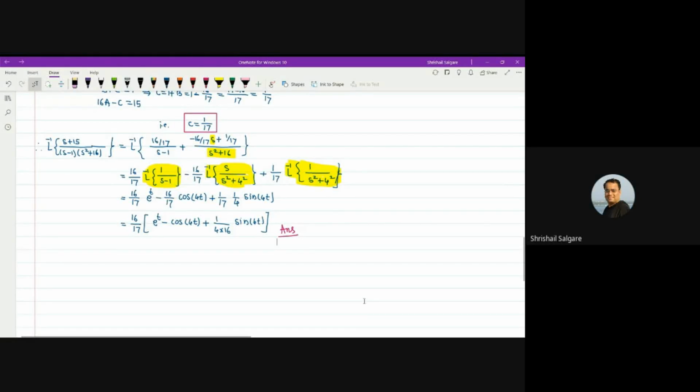If the roots are complex, in that case, don't split that quadratic factor. You have to take the quadratic factor and apply the partial fraction method. If there is no doubt, I will shift to the next example.